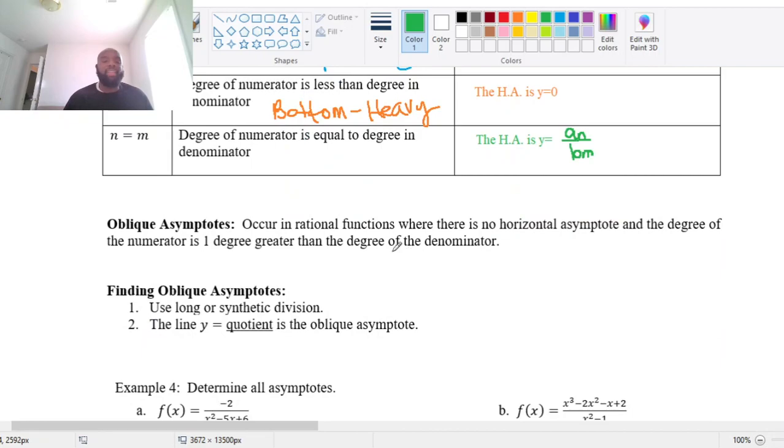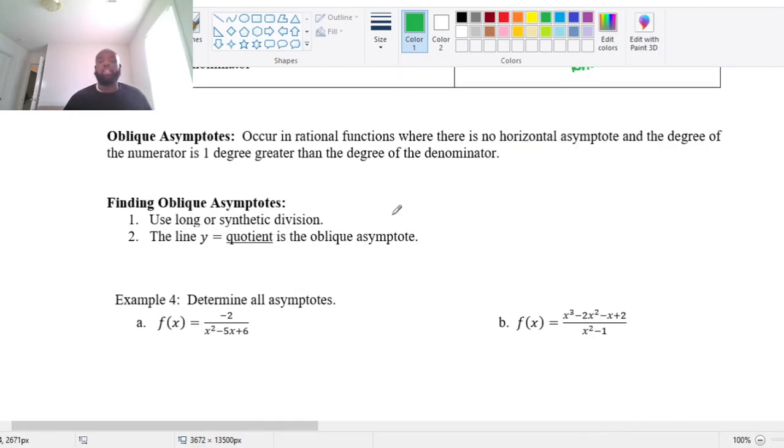There are also what we call oblique asymptotes. They only occur in rational functions where there is no horizontal asymptote and the degree of the numerator is 1 degree greater than the degree of the denominator. And the way we find these is we use long or synthetic division. Remember, you can only use synthetic division if your denominator is like x minus c. If you don't have that, you have to rely on long division. And your actual oblique asymptote, some people call that a slant asymptote because it's going to be a slanted line that your graph approaches. The line y equals your quotient is what we call the oblique asymptote.